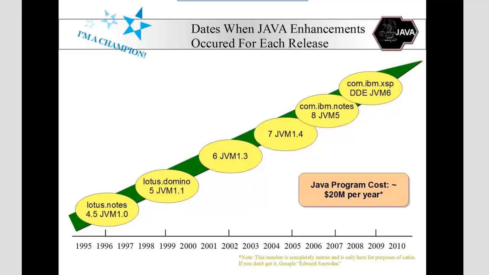That Java program cost $20 million per year. That has nothing to do with reality. It's there as a joke. If you don't get it, Google Edward Snowden, and then this will all make sense.